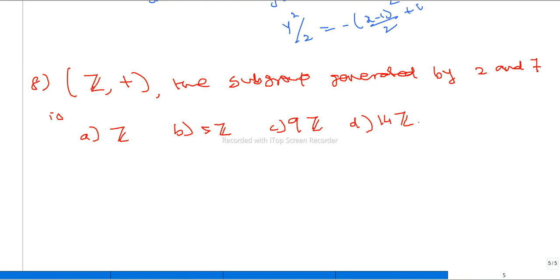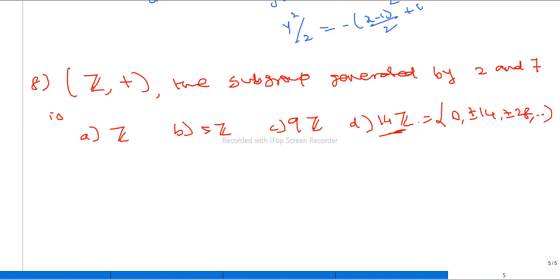Now, what about the last option and then the first option? Both contain 2 and 7, but here also it is not contained, right? Because everything is a multiple of 14. Therefore, 0, plus or minus 14, plus or minus 28 and so on.